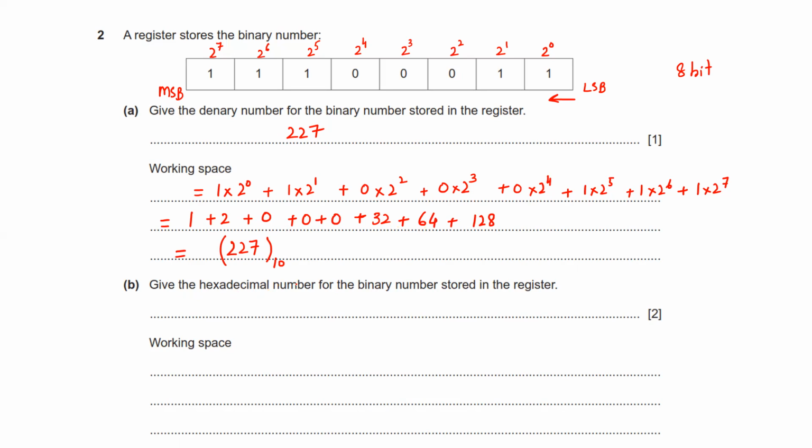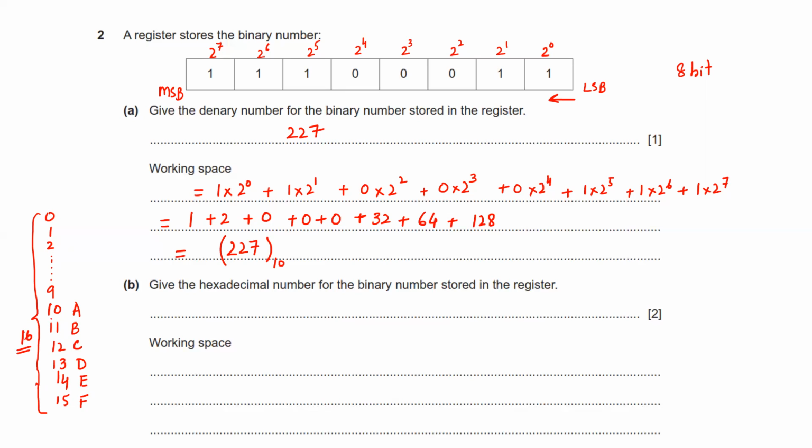Then it says, give the hexadecimal number for the binary number stored in the register. So what will be the hexadecimal numbers? For hexadecimal numbers, remember, we have 0, 1, 2, till we have 9. They remain as such. Then we have 10. So 10 in hexadecimal is A, 11 is B, 12 is C, 13 is D, 14 is E, and 15 is F. So these are my 16 numbers, and that is why it is called hexadecimal.